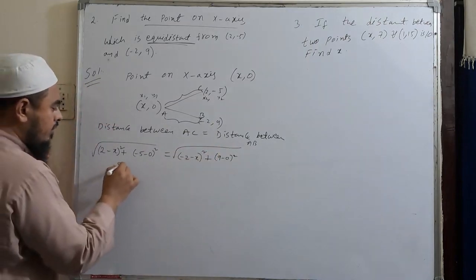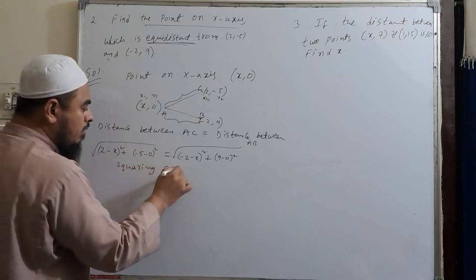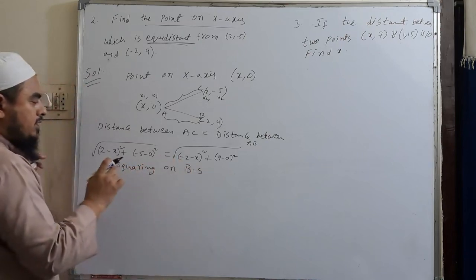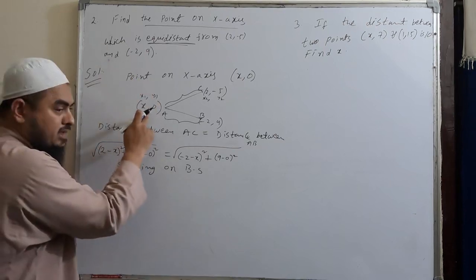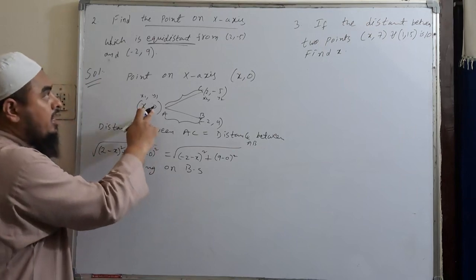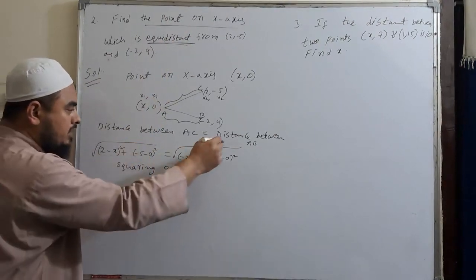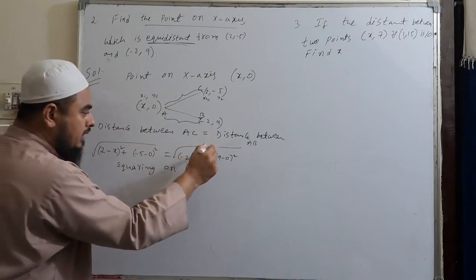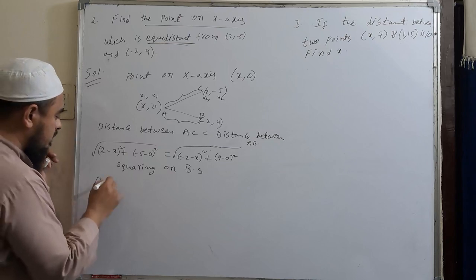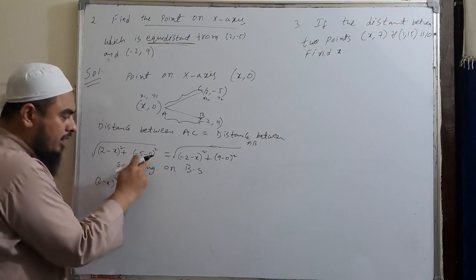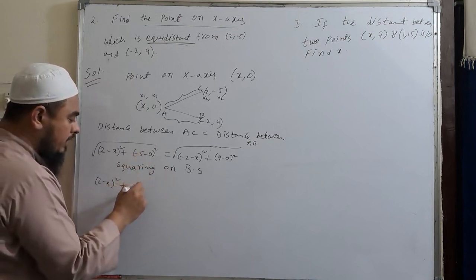So now again, what we did in the earlier problem, same here also, squaring on both sides you have to do. The only difference is x, y was there in the earlier problem. Now here we have x comma 0, because the y coordinate on the x-axis is 0. When you square on both sides, this square root and this square root will get cancelled, and we can write it as 2 minus x whole square, and here minus 5 minus 0, it is minus 5. Minus 5 square is nothing but 25.